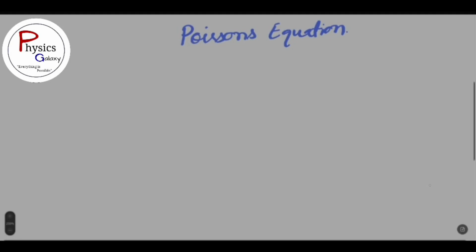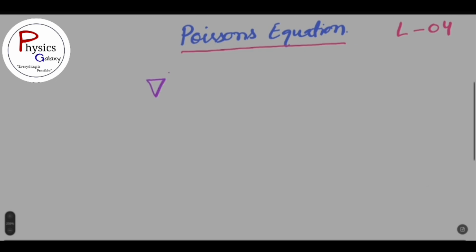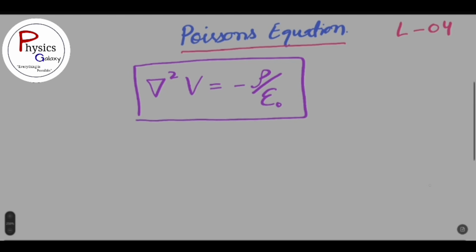Hello and welcome again. This is our lecture number 4, and it is in continuation of our previous discussion on Poisson's equation. Last time we discussed Poisson's equation and wrote del square V equals minus rho over epsilon naught. This is Poisson's equation, which relates the double derivative of potential with the local charge density.